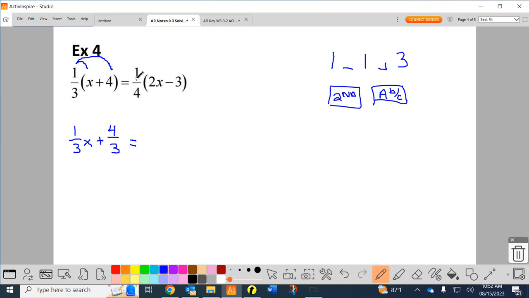Let's do it on this side. 1/4 times 2 is going to give you what? 1/2 x minus 1/4 times 3 is going to give you what? 3/4. Okay. What is the denominator?